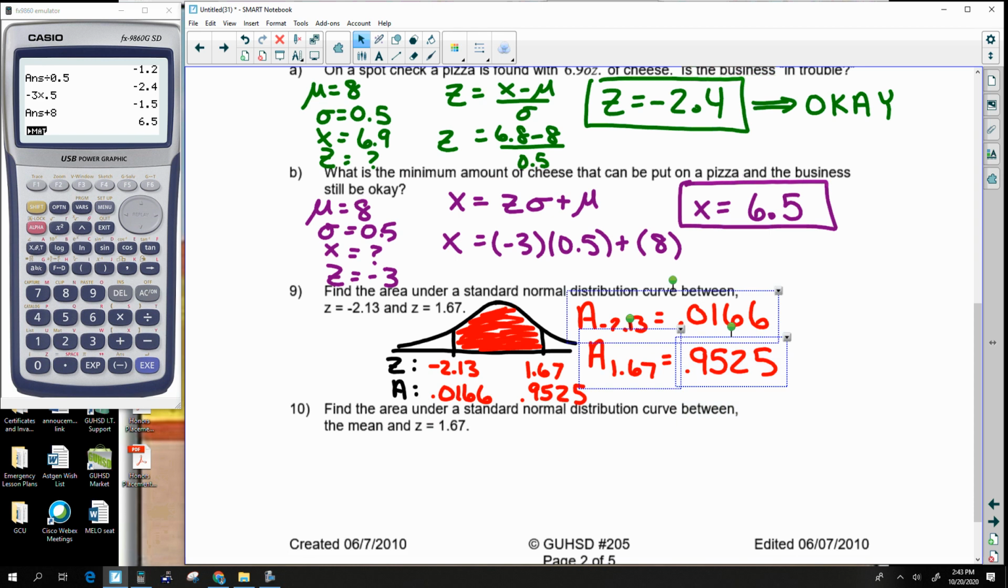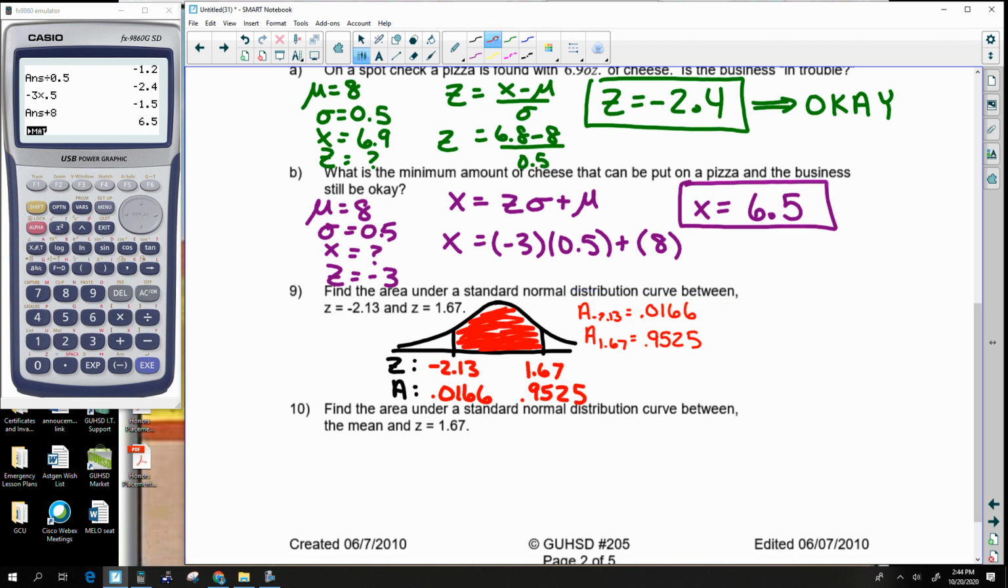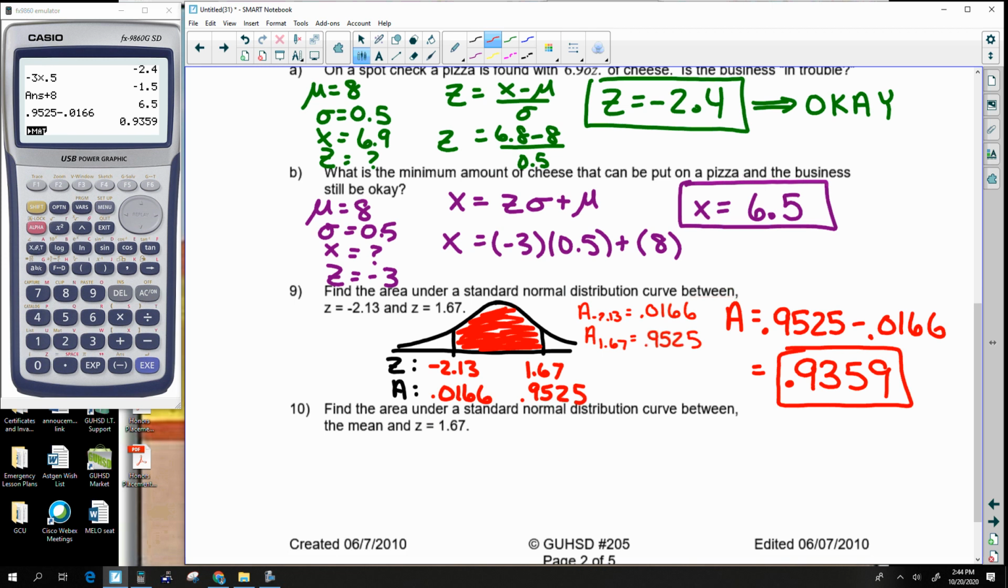Okay, now that I have those two figured out, to find the area in between those two, what I need to do is take the big area minus the small area. So in this situation, the area that I want is going to be the big area minus the smaller area. And that's how you find the area in between something.